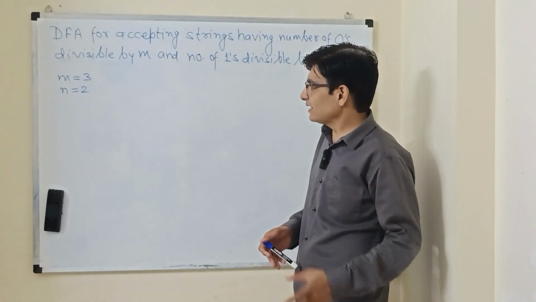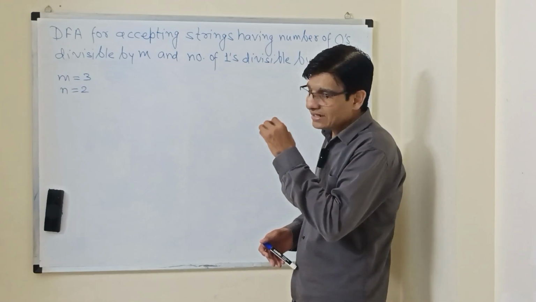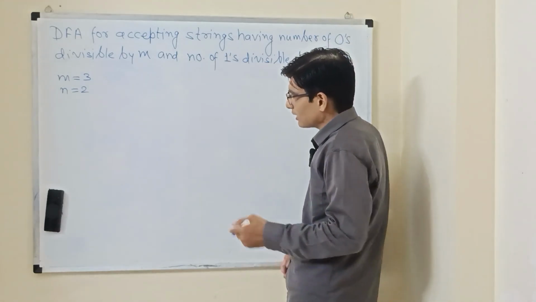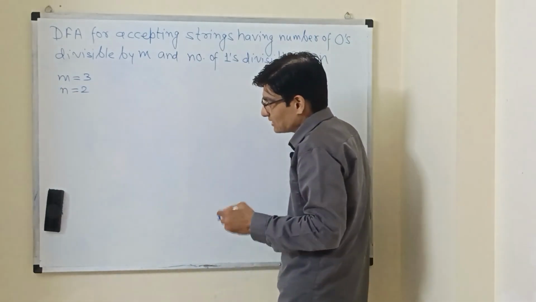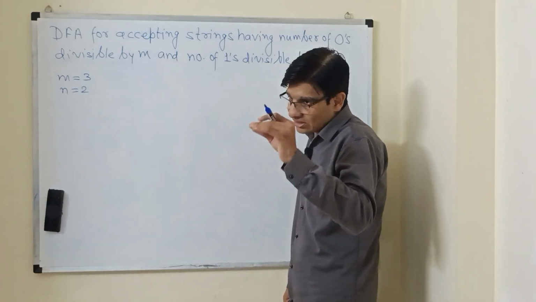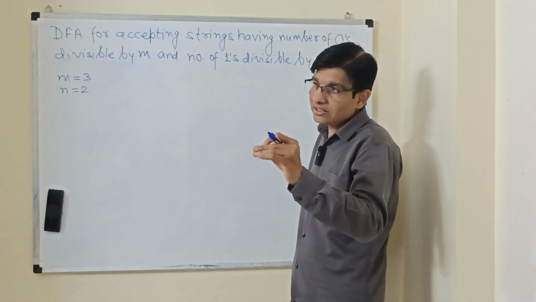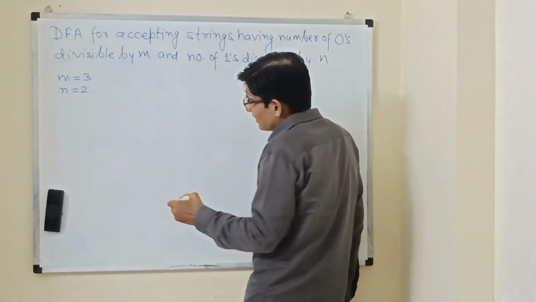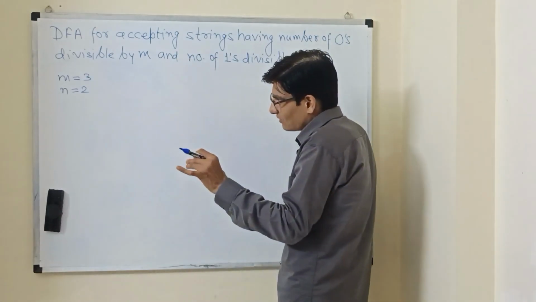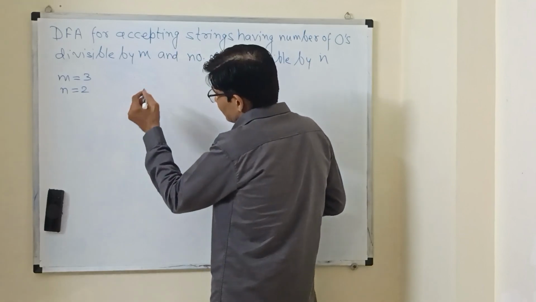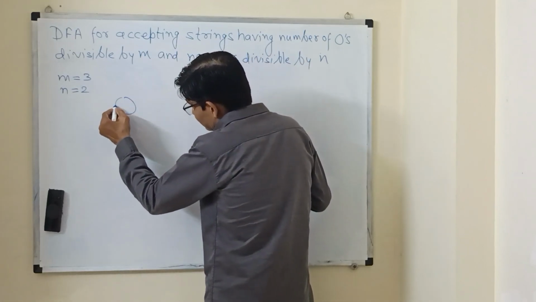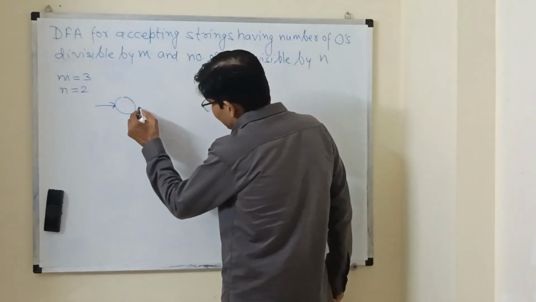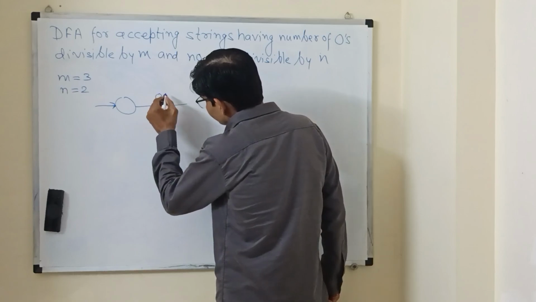So let's see, and then you can extend the same logic for any value of m and n. Now, as we need the number of zeros divisible by 3, divisible by 3 means 3, 6, 9, 12, like this, any number may be there. So what we can do, we can create a machine for accepting three zeros. So I can create like this. So this would be my first state, the initial state, and then it would be 0.